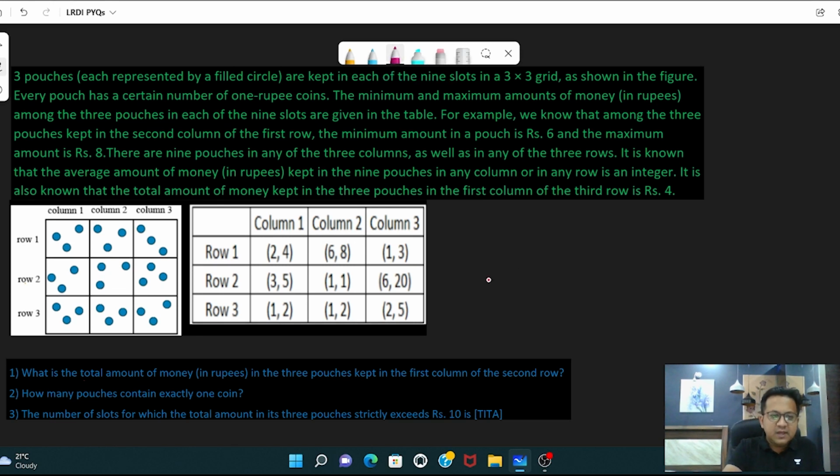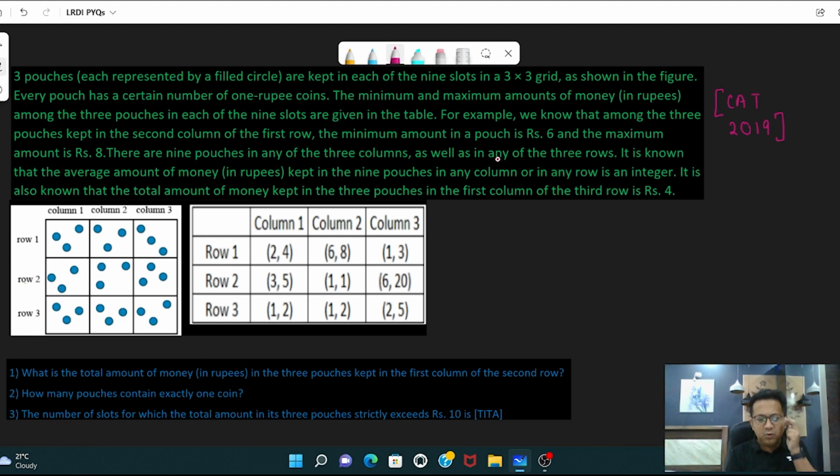Three pouches, each represented by a fill circle, are kept in each of the 9 slots in a 3x3 grid as shown in the figure. Okay, so as I said, this is from the CAT 2019 paper, right? So you see the figure? Every pouch has a certain number of 1 rupee coins. The minimum and maximum amount of money in rupees among the 3 pouches in each of the 9 slots are given in the table. Okay.